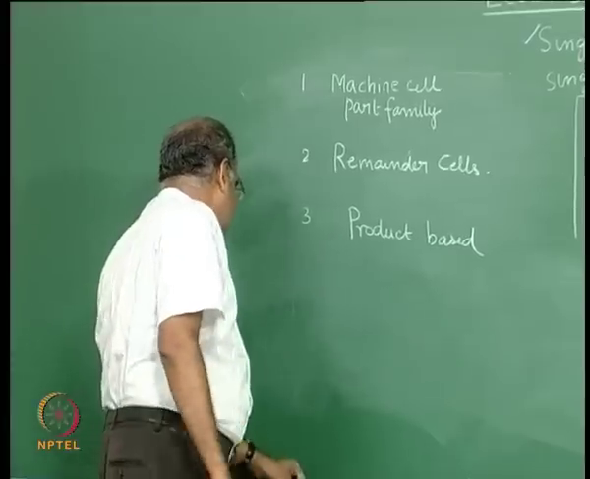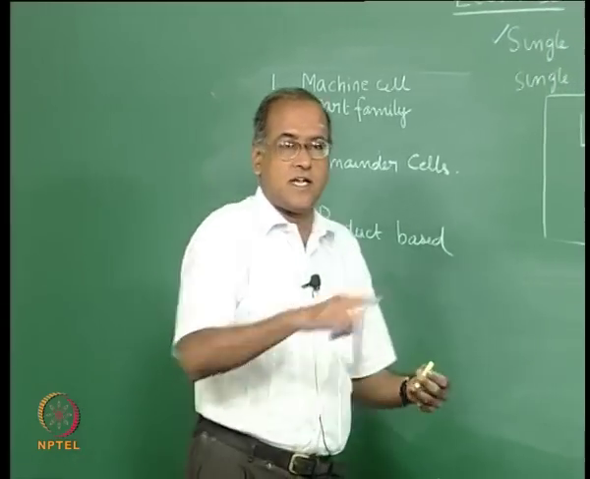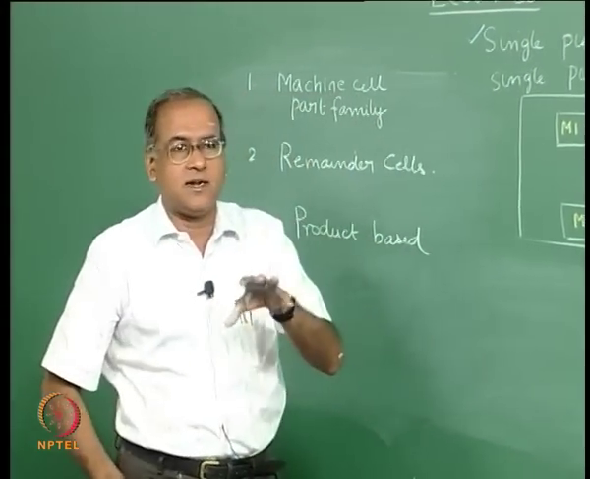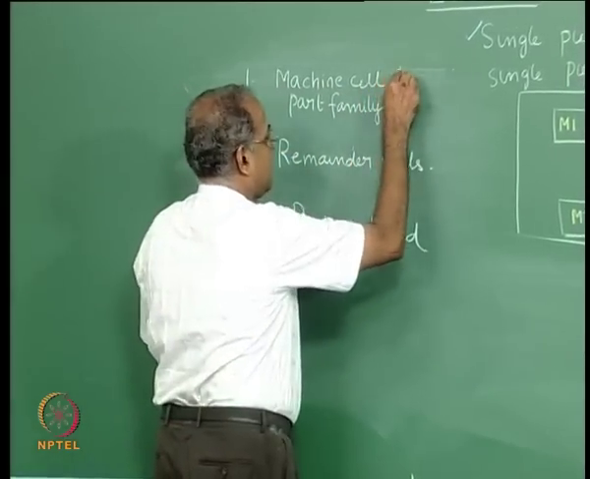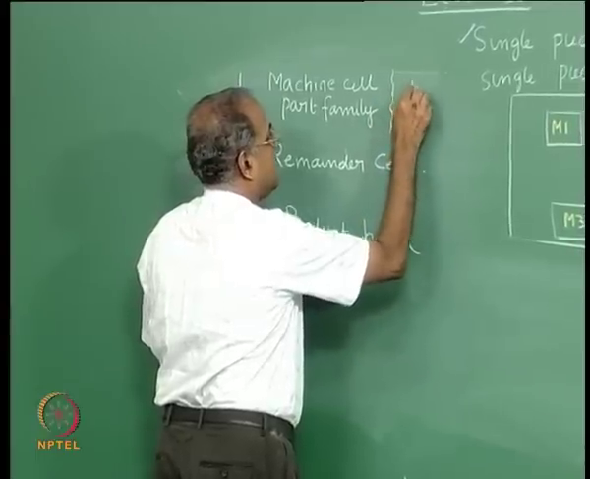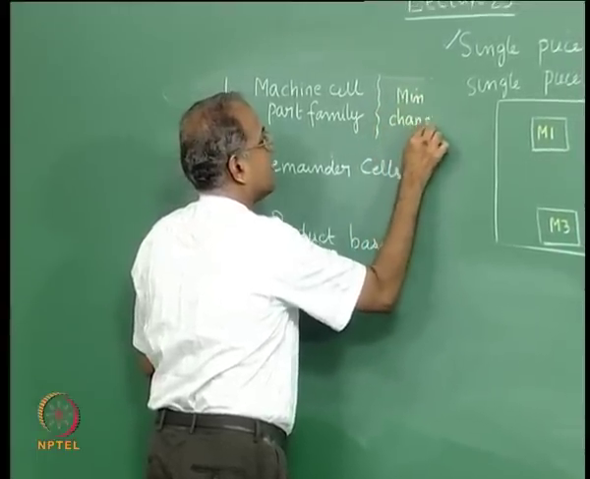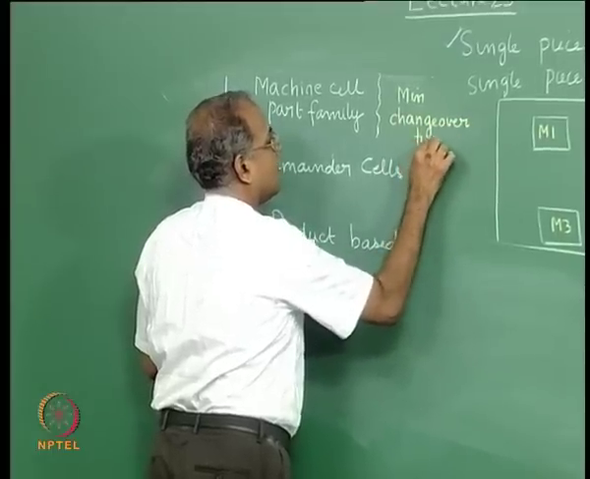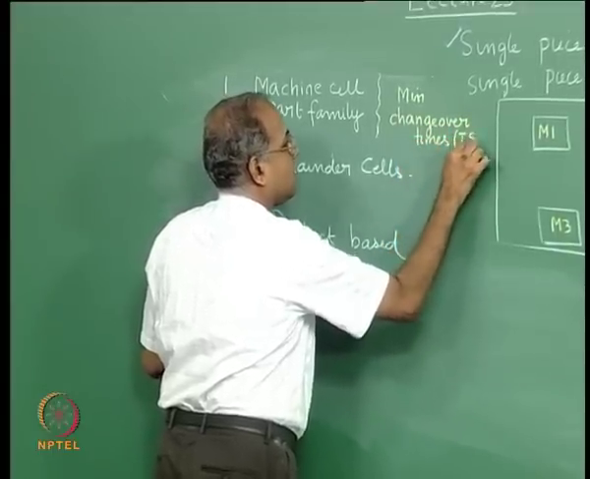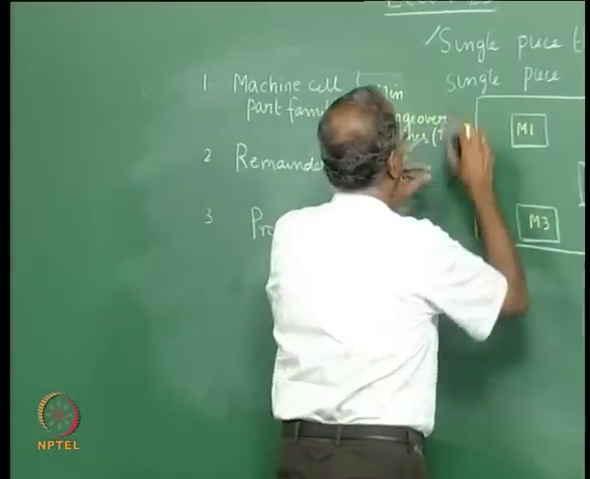So, what are the kind of scheduling and sequencing models that we saw? The first model that we saw in sequencing and scheduling was the changeover times, and we modeled it as a traveling salesman problem. So, that can come here when we minimize changeover times and solve a traveling salesman problem or a traveling salesman path problem.